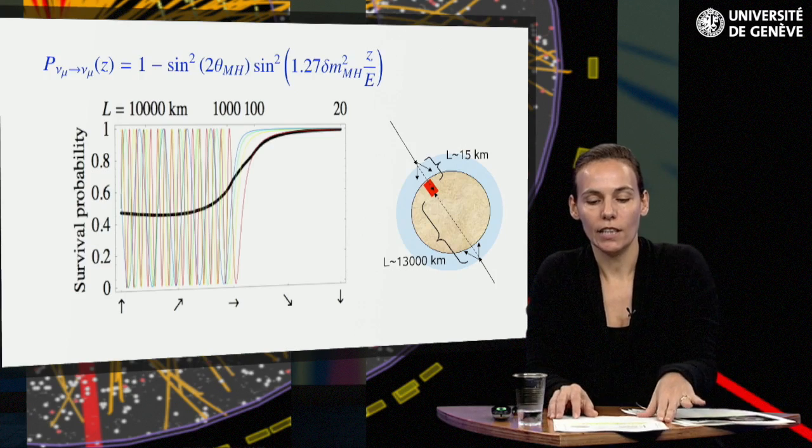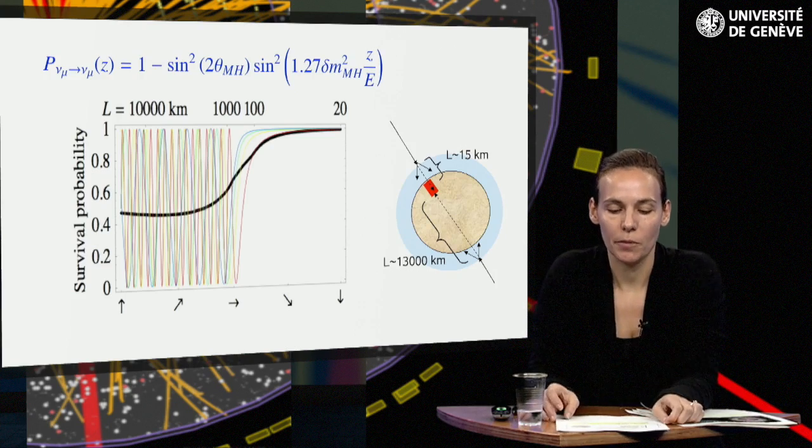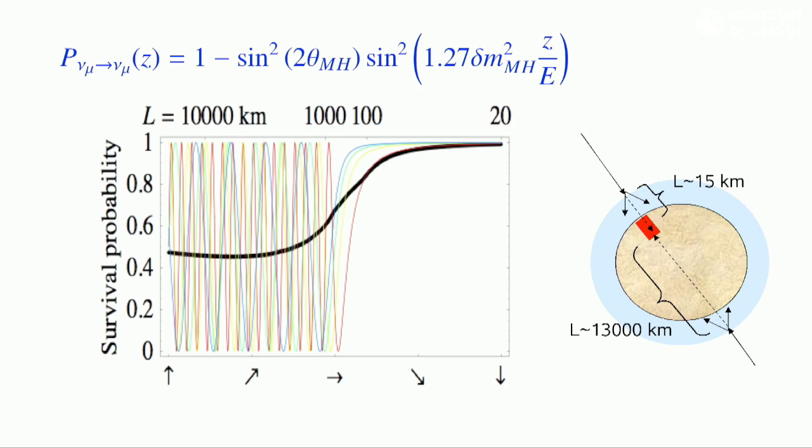It is evident from the unitarity of the operation that the probability of survival, nu mu staying nu mu, is equal to 1 minus the probability of oscillation.